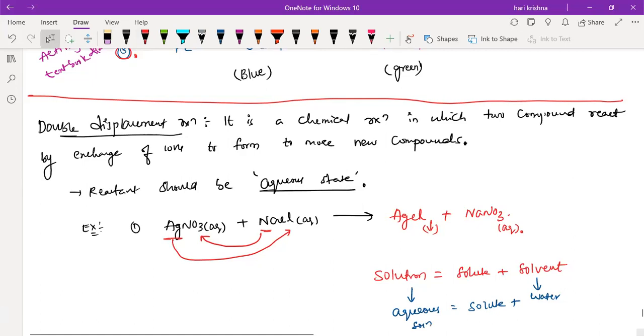What is the difference between liquid and aqueous? Liquid means it is only one component, right? Water is a liquid. It is only one component. Solution means two components: one is the solute component, the other is the solvent component. But the solvent component is always water, right? That is an aqueous solution. It can be any solute. Is it clear now? Yes, sir.